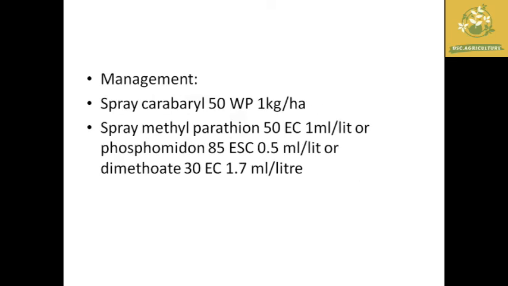For management practices of white stem borer, we can go for spraying of carbaryl 50 WP at 1 kg per hectare, or else methyl parathion 50 EC at 1 ml per liter, or phosphamidon 85 SL, or else dimethoate 30 EC at the field level.